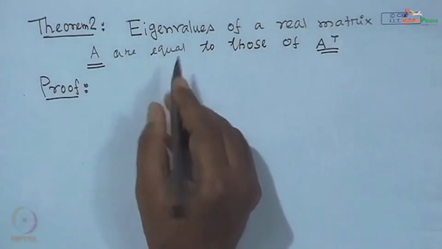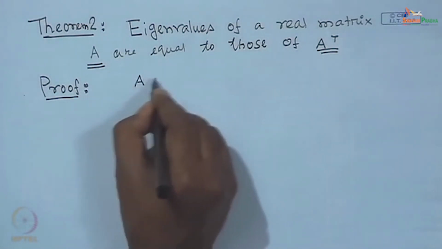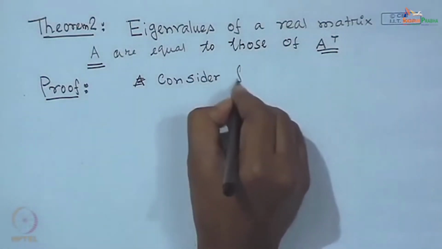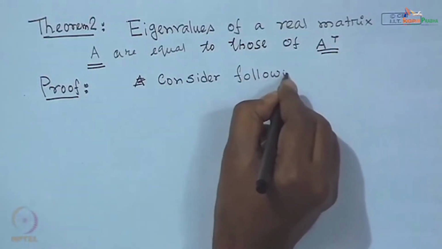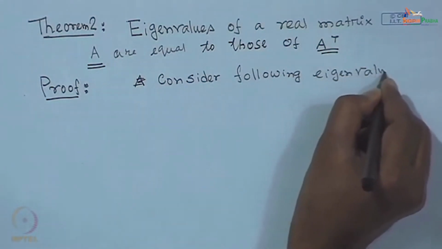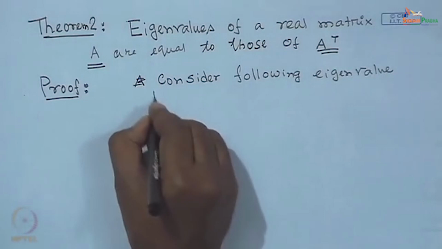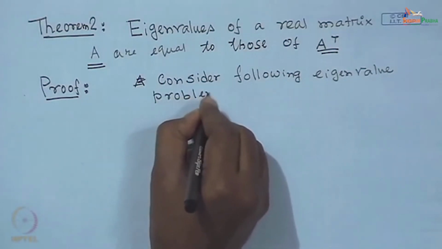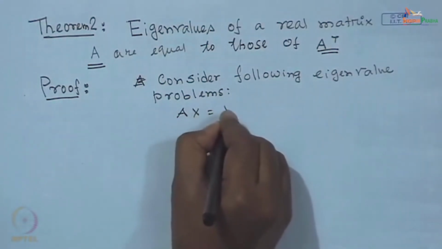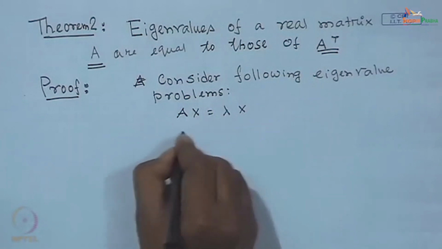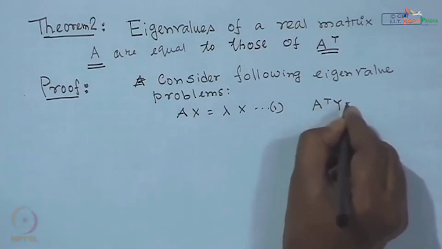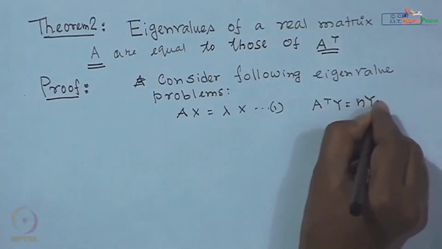So, we assume the associated eigenvalue problem. Consider the following eigenvalue problem. We will consider a pair of such problems. First one is A x is equal to lambda x, and second one is A transpose y is equal to eta y.